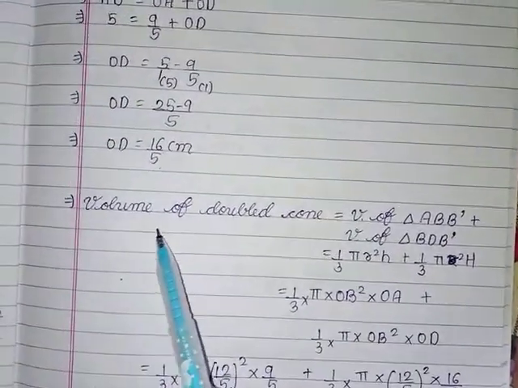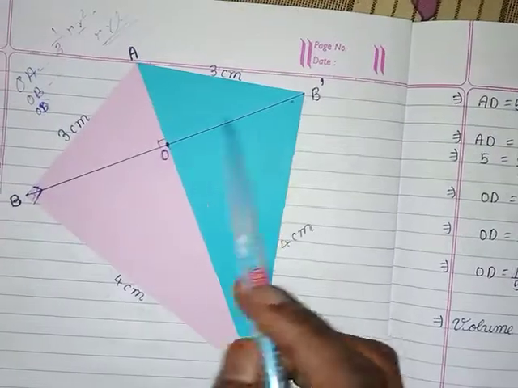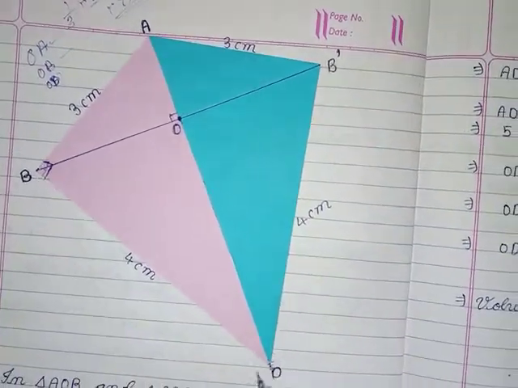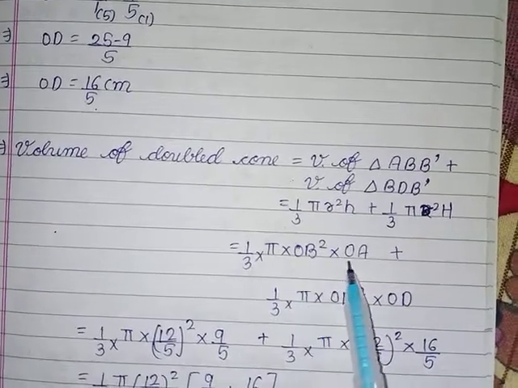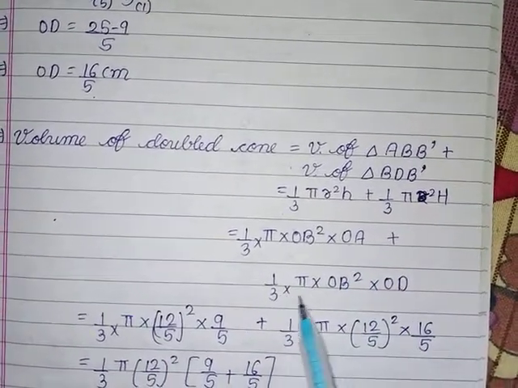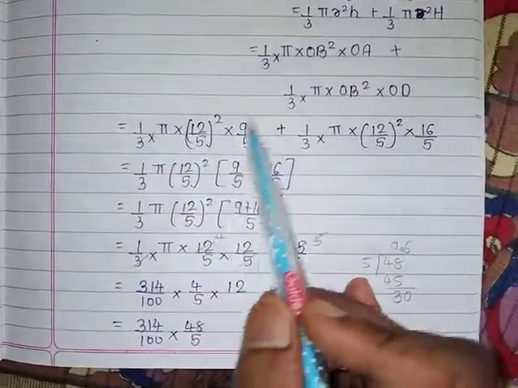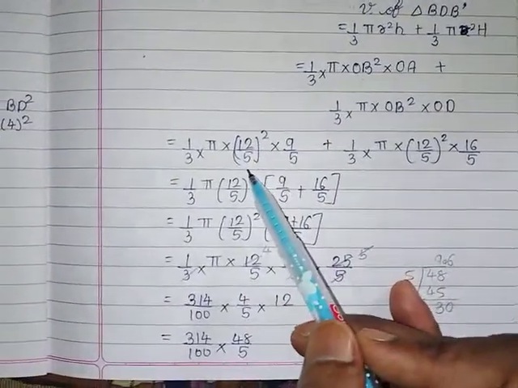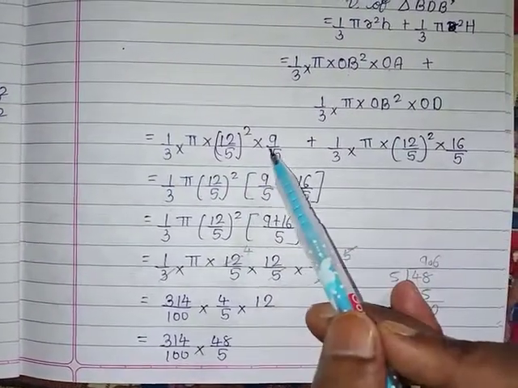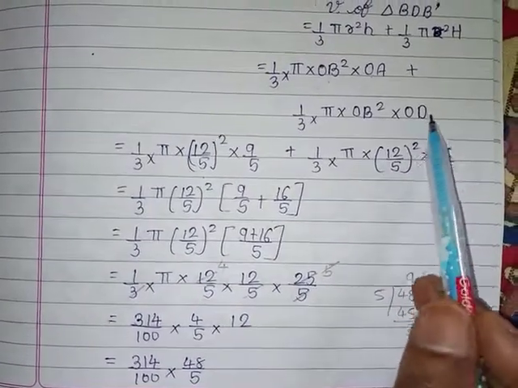Now the volume of the double cone. The volume of the double cone is the volume of cone ABB dash plus the volume of cone DBB dash. It is 1 by 3 pi r square h plus 1 by 3 pi r square h. So 1 by 3 pi OB square into OA plus 1 by 3 pi OB square into OD. Substitute the values from here. OB is 12 by 5, so 12 by 5 squared, and OA is 9 by 5. Then 1 by 3 pi, OB is 12 by 5 whole square, and OD is 16 by 5.